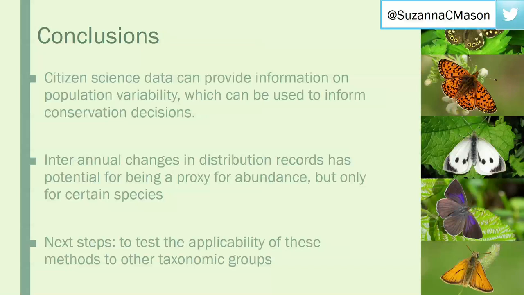The interannual changes in distribution records has some potential for being a proxy, but it seems to be only for certain species that are highly variable. But for these species, you may be able to use these distribution record metrics to see how it responds to environmental change. But the next steps for this research are to assess the applicability of this method to other taxonomic groups. So far we have only tested in this example, so there is much to be done.